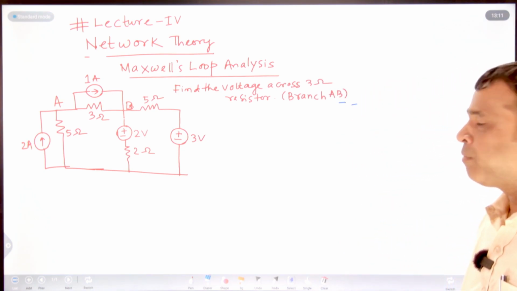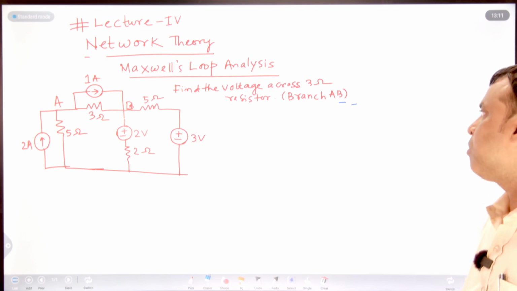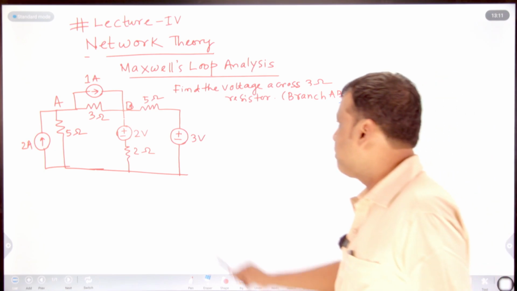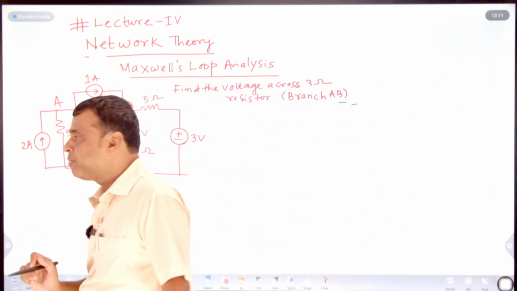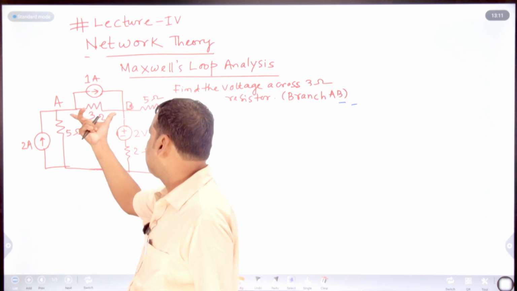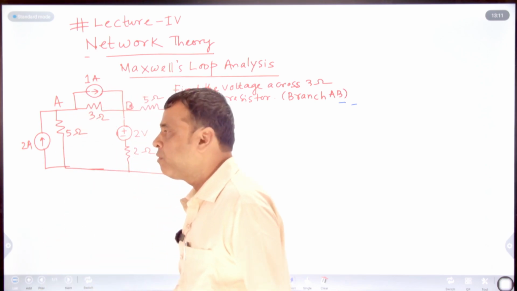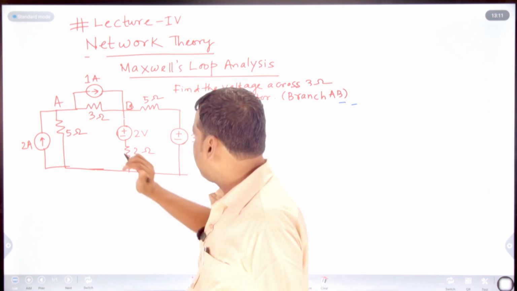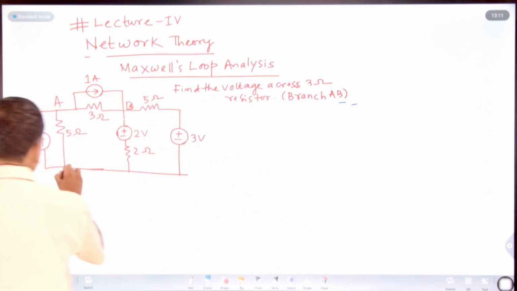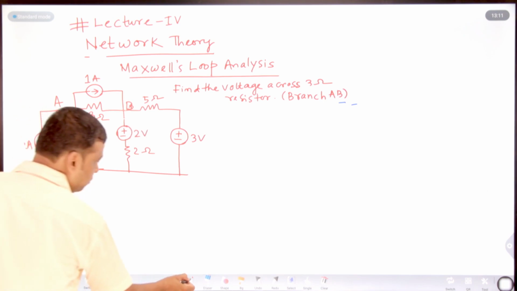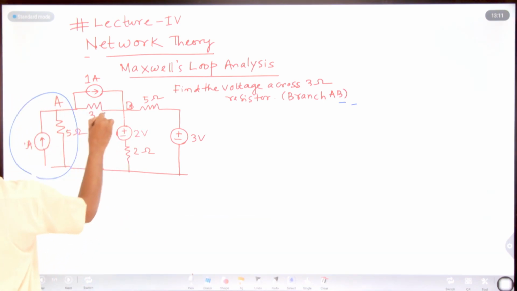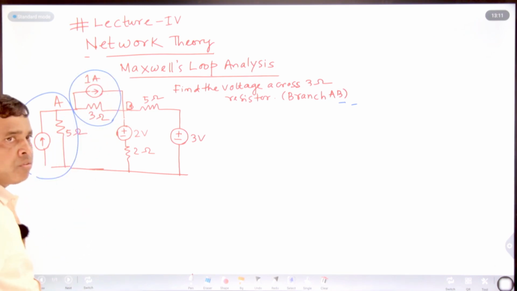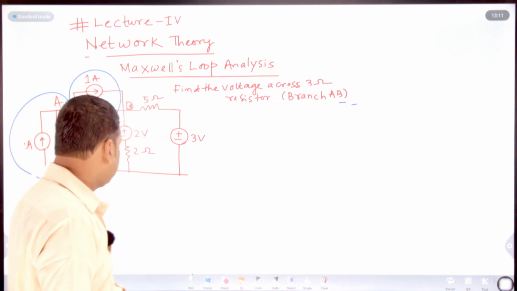If you are going to solve problems related to Maxwell's loop analysis and there is a current source, immediately you have to convert it into a voltage source. In this problem, the question is to find the voltage across this 3 ohm resistor, or find the voltage across this branch AB. There are two current sources here, and this is also a current source. If there is a current source, immediately we can convert it into a voltage source.